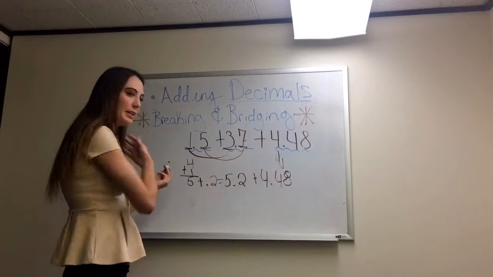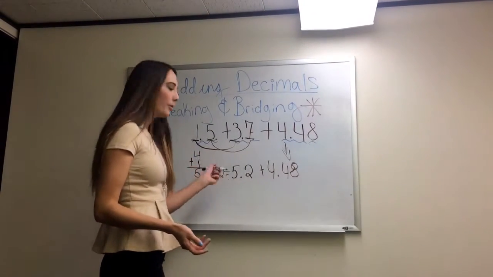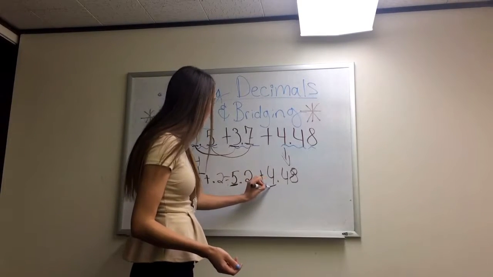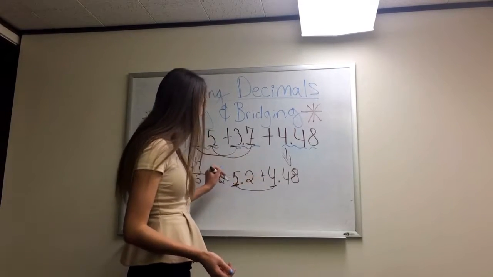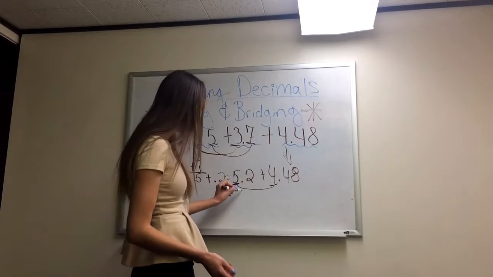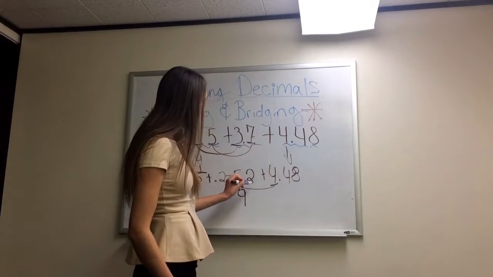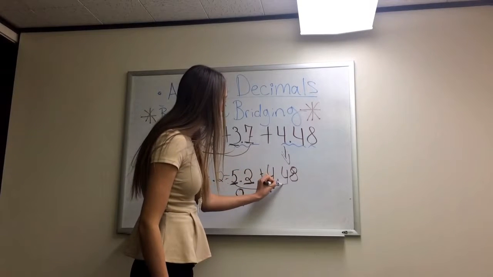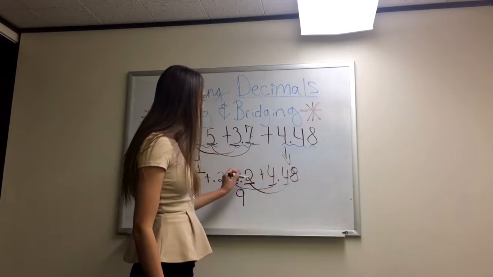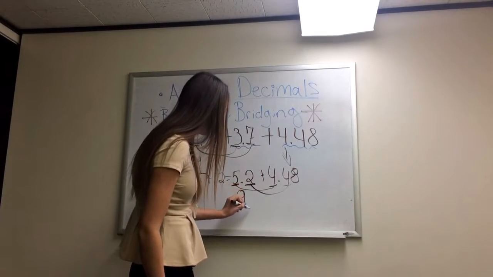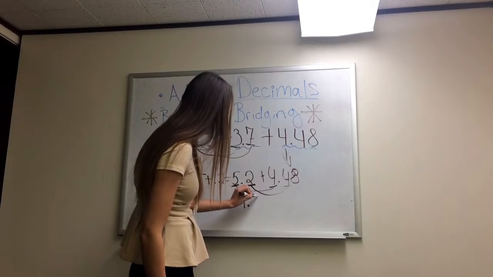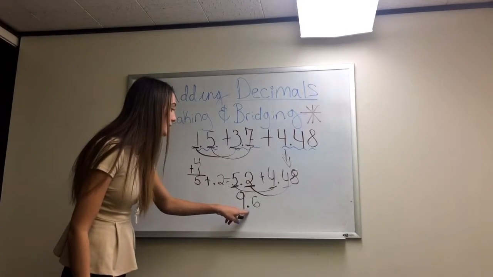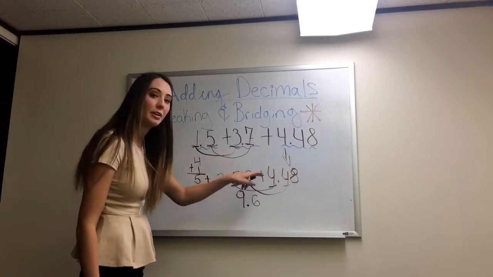And what do you guys think we're going to do here? We are going to look at our ones place. Here's our ones place, and we're going to build a bridge to it. 5 plus 4 we know is 9. And then we're going to look at our tenths place. Our tenths place is a 2 and a 4, and we're going to build a bridge to it. 2 plus 4 is 6. And we know that since we're in our tenths place, we need to make sure we add that decimal so that we're still in our tenths place because we're adding our tenths.